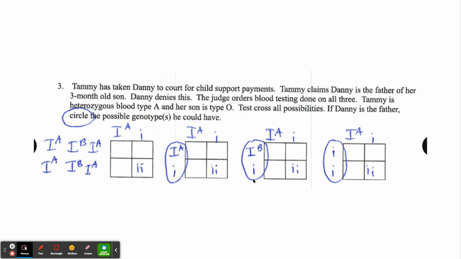Okay, so he's the father, and then the blood test is being done. Tammy is I^A i. She's this all the way through, so just line her up. And then you look at all the possible situations. Put her son in one of the boxes and see what you could be getting. So obviously, if the possible genotypes are I^A i, here's the boy, I^B i, here's the boy, and ii, here's the boy. So the father could be A, B, or O.